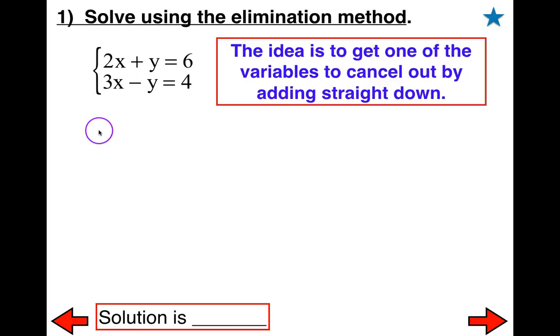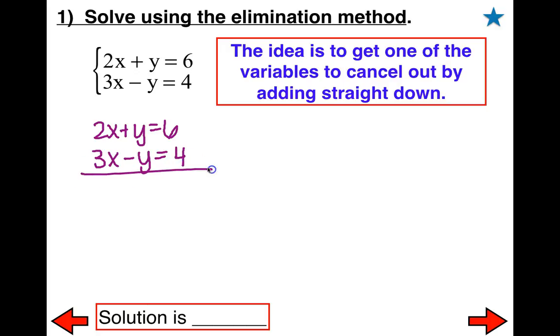I'm just going to rewrite this real quick. So I'm going to do 2x plus y equals 6 and 3x minus y equals 4. Notice here, a positive y and a negative y will cancel each other out because they are inverses of each other. So this is going to become 0, leaving me just with 5x equals 10. Simply divide both sides by 5 and you'd be left with x equals 2. So now you have one value of your solution.